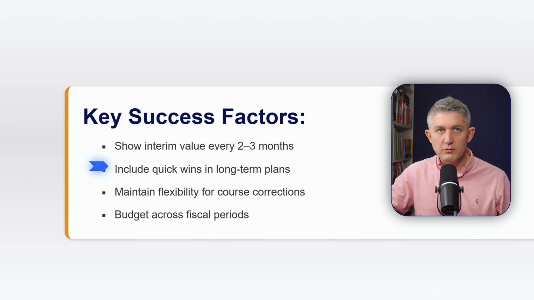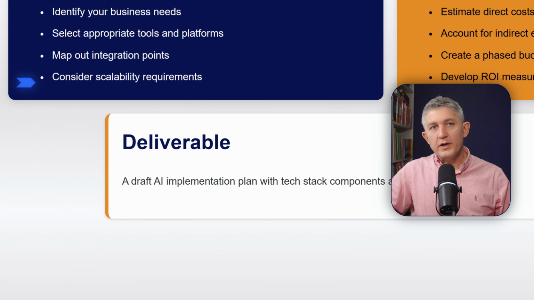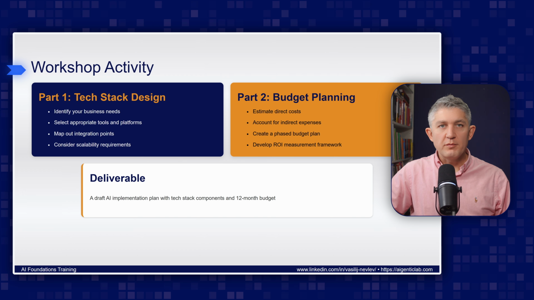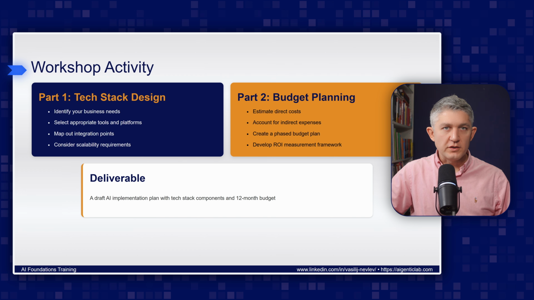They focused on these key success factors, showing interim value every 2 to 3 months to all of their stakeholders. They mixed quick wins with long-term moves, such as doing some pilots and then deploying and monitoring. They maintained flexibility for course correction. By using cloud software, they could change their approach quickly, and they budgeted across fiscal periods to avoid the stop-start.